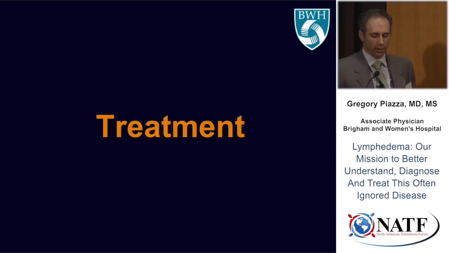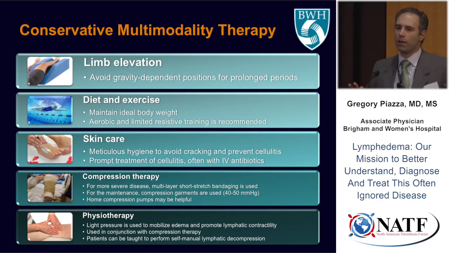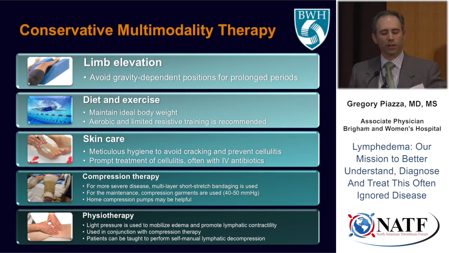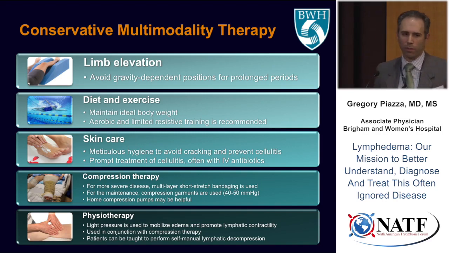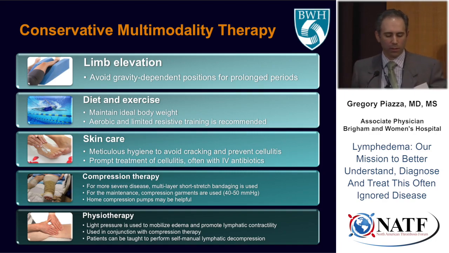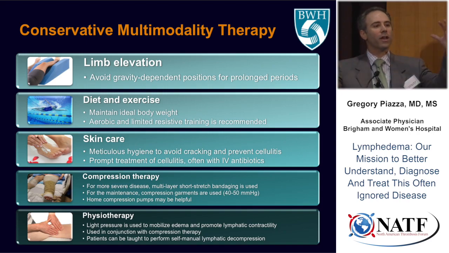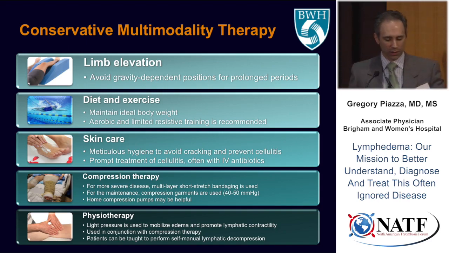So how do we treat lymphedema? Well, there's a number of options. It's a misconception that there's nothing we can do for lymphedema. There's actually quite a bit. Limb elevation and avoiding gravity-dependent positions for prolonged periods can help. Diet and exercise, maintaining a healthy ideal body weight, is important. Aerobic and limited resistive training is recommended. And swimming is fantastic for patients with lymphedema because the water actually provides some compression.